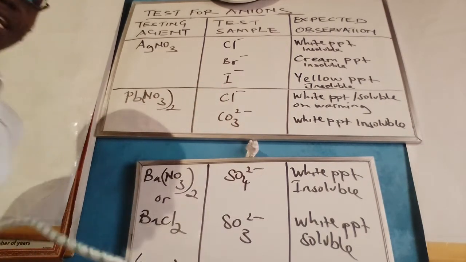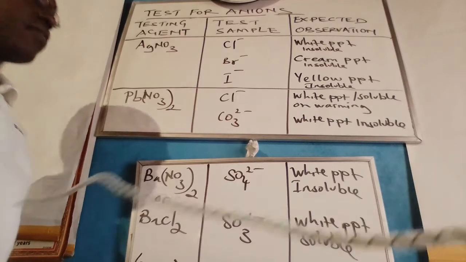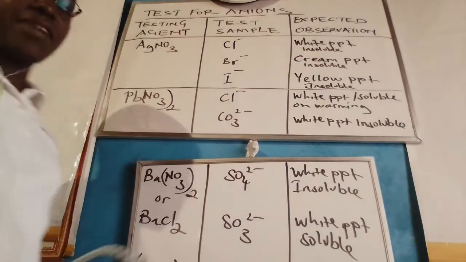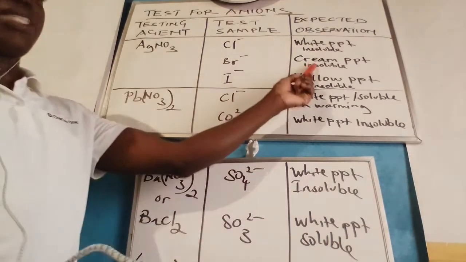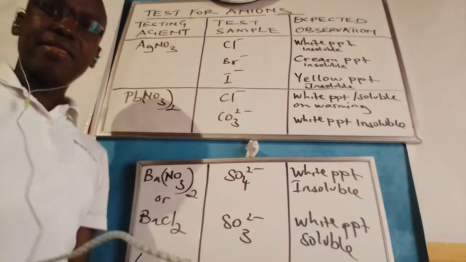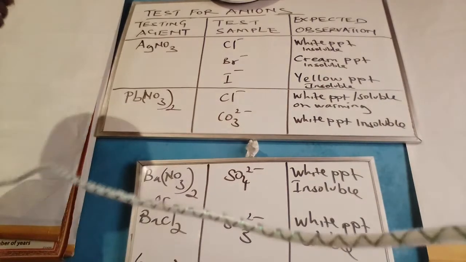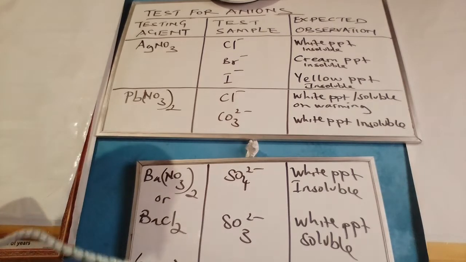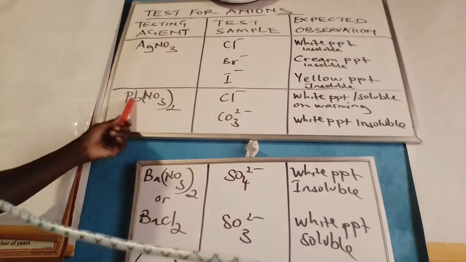Therefore, we can say that silver nitrate precipitates a white substance with chlorides, it precipitates a creamy substance with bromides, and it precipitates a yellow substance with iodine. These are our respective precipitates for the halogen species. Next, we have lead nitrate.